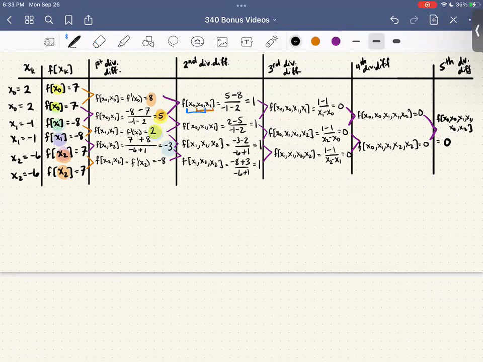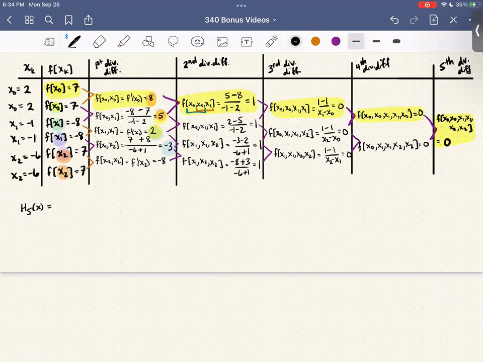Now, H5, this 5th degree Hermite polynomial, what I did in this table was compute all of the coefficients for this polynomial. And the coefficients appear in the first row of each column. Even though the columns are getting shorter, I'm going to take the first row of each of those columns.